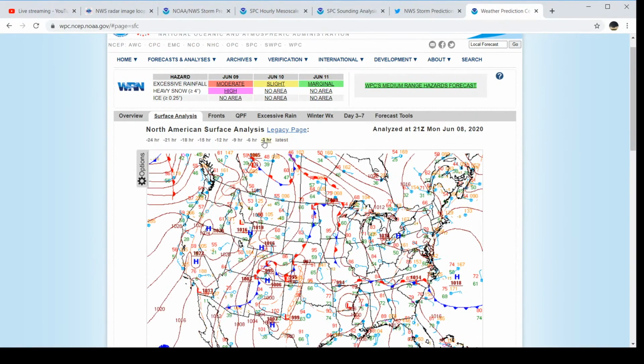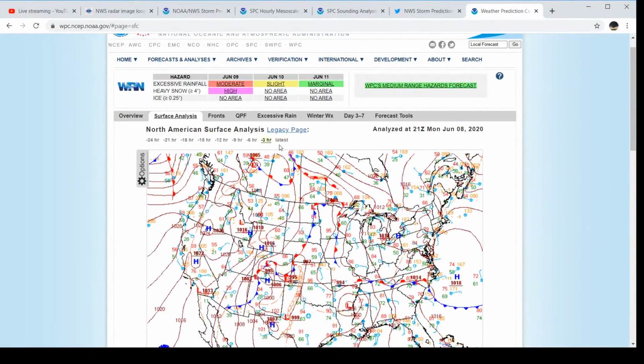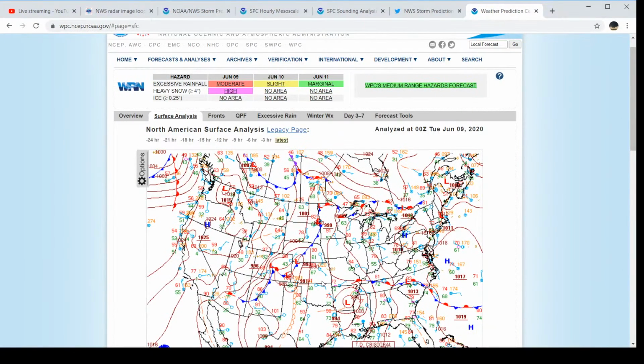Let's see what happened an hour ago. So these winds were more southerly, and then we can see the winds faintly turn through this region right here.